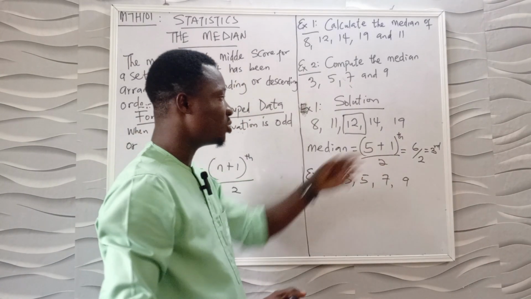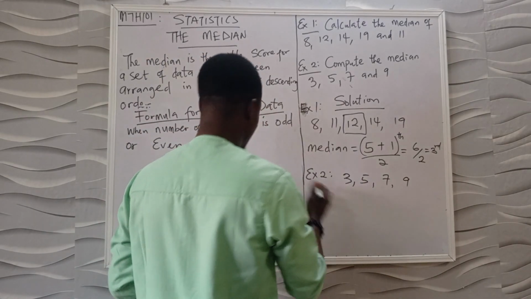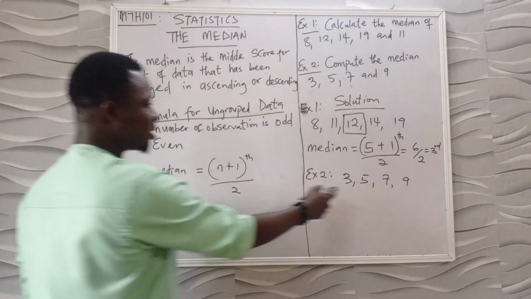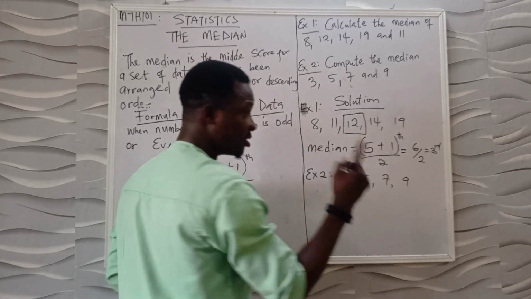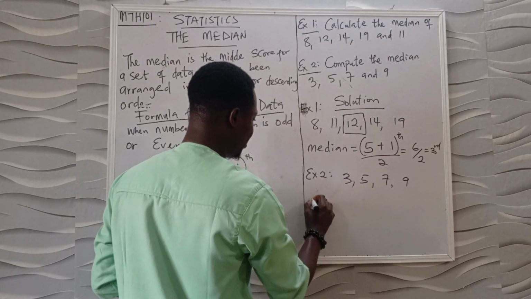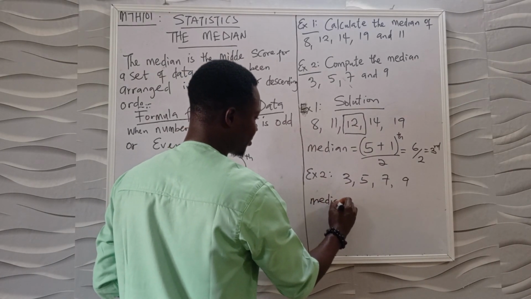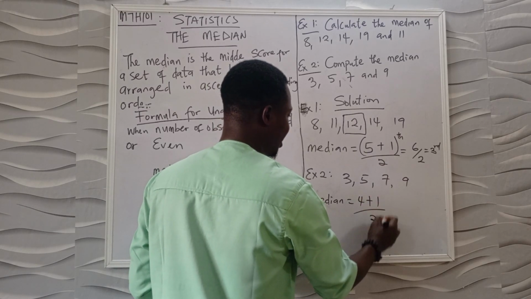So what we just do, we use our formula. And what is our formula? N plus 1 over 2. So what is our n here? Our n is 4. 1, 2, 3, 4. That is the number of observations. N is the number of observations. So we have 4. Let me write median is equal to 4 plus 1 divided by 2.